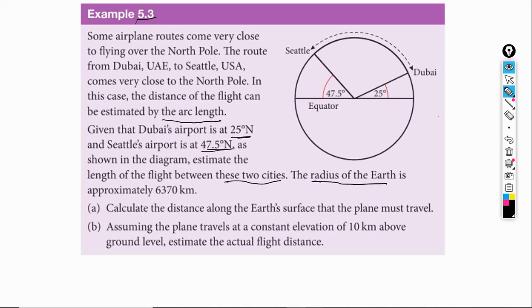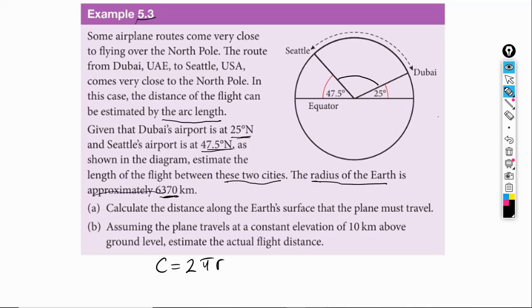The radius of the Earth is approximately 6,370 kilometers. Okay, part A, calculate the distance along the Earth's surface that the plane must travel. Now, remember that arc lengths are related to circumferences, because that's just a piece of the circumference. And let's recall that the circumference of a circle is given by 2 pi r as a formula. So really what they want us to find is a fraction of the total circumference. And that fraction is going to depend on the central angle. Now the central angle is not the 25 that they gave us, but rather this one here in between.